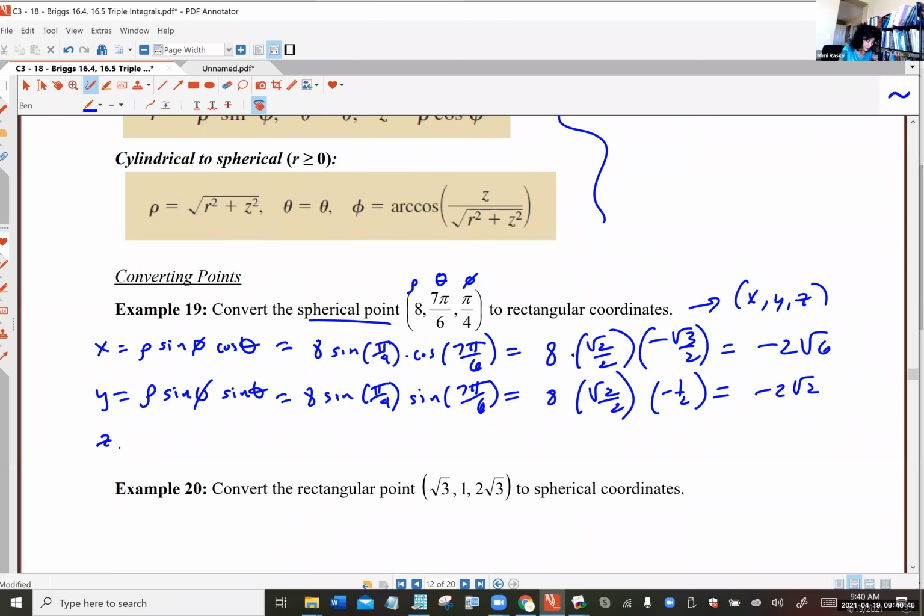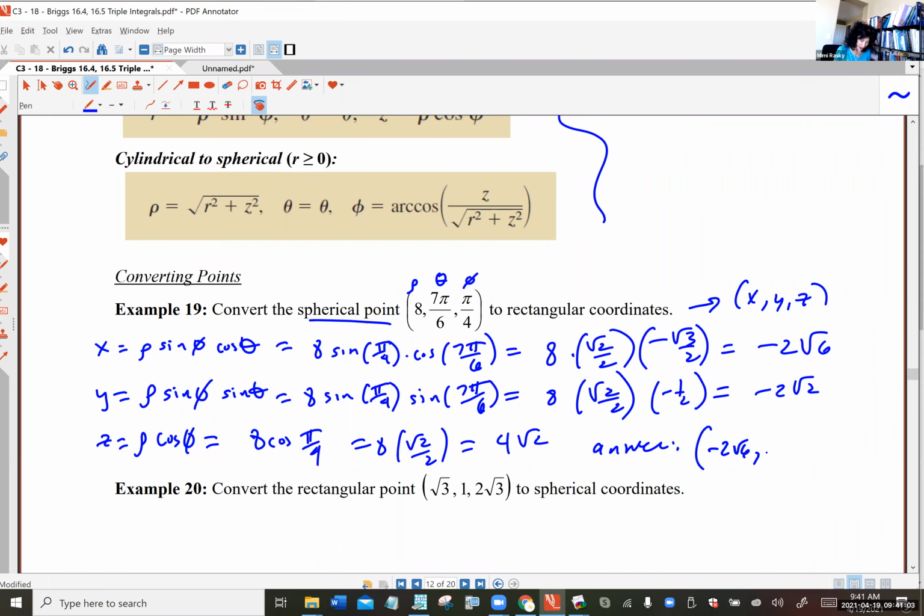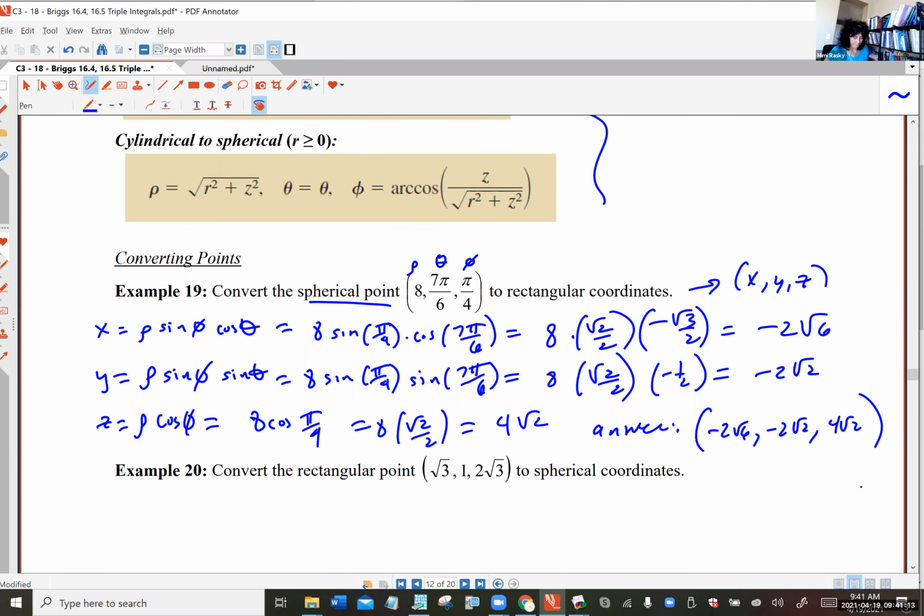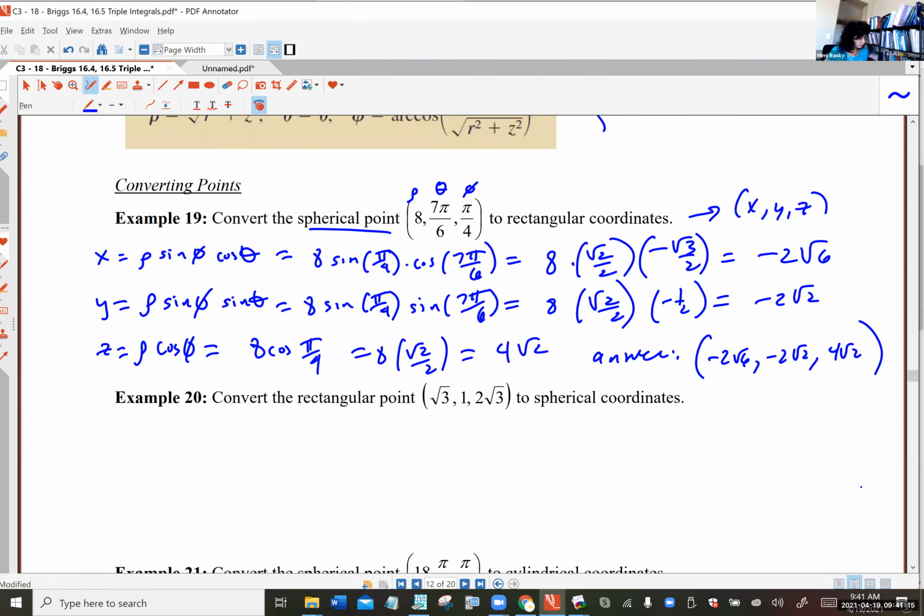Z, conversion formula. Rho cos phi. Okay, 8 cos pi fourths, 8 square root of 2 over 2. Reduce, 4 square root of 2. Answer, give it to me as an ordered triple: negative 2 square root of 6, negative 2 square root of 2, 4 square root of 2. So there's the equivalent rectangular coordinates point. There you go. All the conversion formulas.